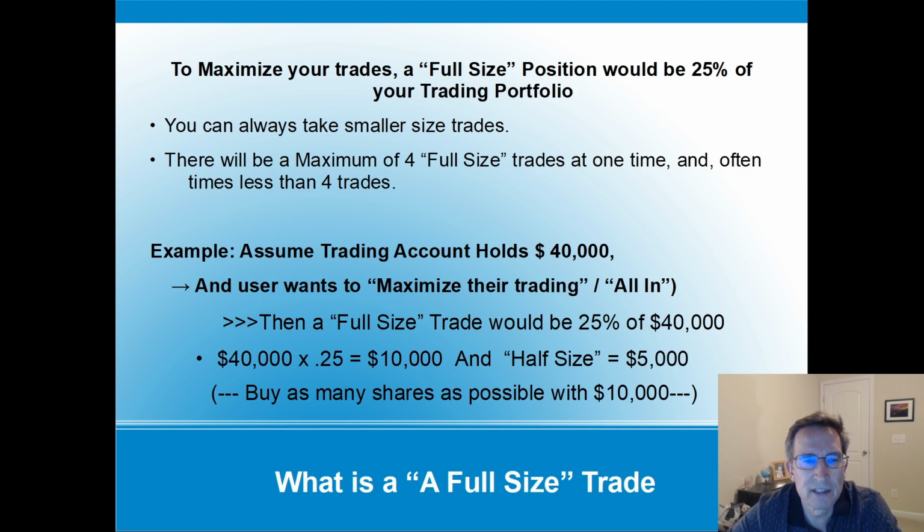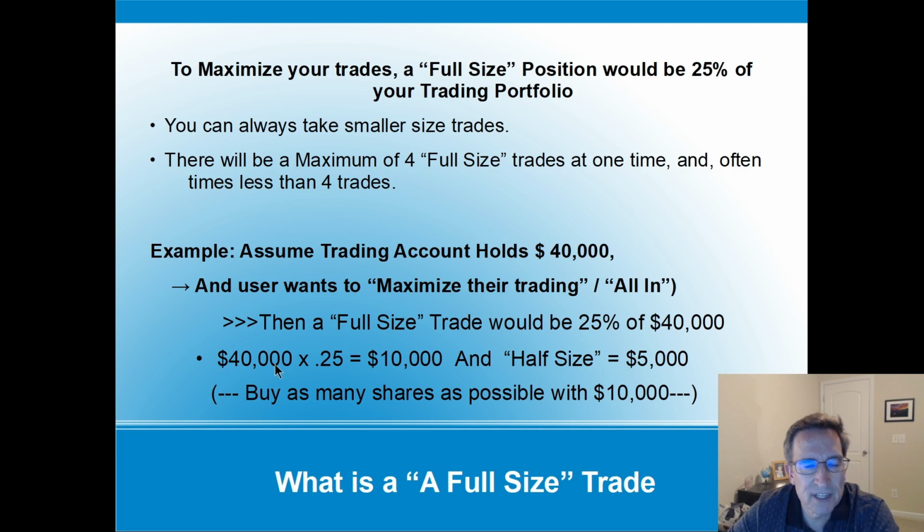So let's look at a quick example. Let's just say that a trading account holds $40,000, and this user wants to maximize their trading or be all in with the Market Ladder. And so a full-size trade, again, would be 25% of that $40,000. We'll just quickly do the math here. $40,000 times 0.25 would be $10,000. And if they wanted to do a half size, that would be $5,000. We'll get into what a half size means and looks like later in the video.